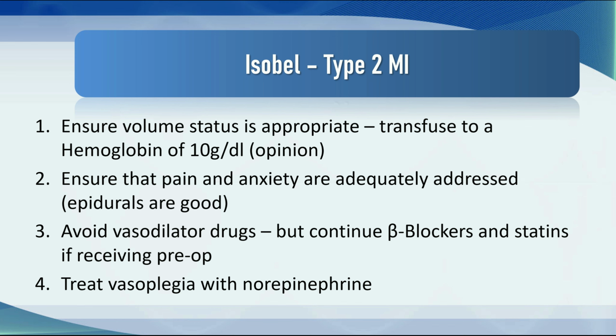An old study from 2001 suggested that an epidural analgesia reduced the risk of perioperative MI, although in modern anesthesia practice, paravertebral, thoracic, and abdominal wall blocks are emerging as good alternatives, particularly with regard to patient mobilization. Avoid vasodilator drugs, but continue beta blockers and statins if they were being delivered to the patient preoperatively. Treat vasoplegia with norepinephrine.